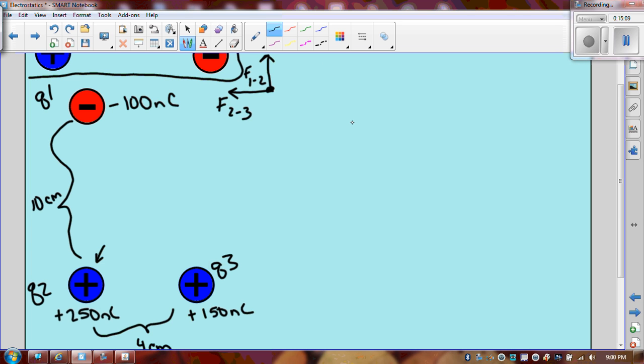We'll deal with that later with the trig, but for right now, we need to figure out the value of those two. And so right at this point, I want to give you guys some practice to do that on your own. So pause the video and use Coulomb's law to figure out what's the force between charge 1 and 2, and what's the force between charge 2 and 3.